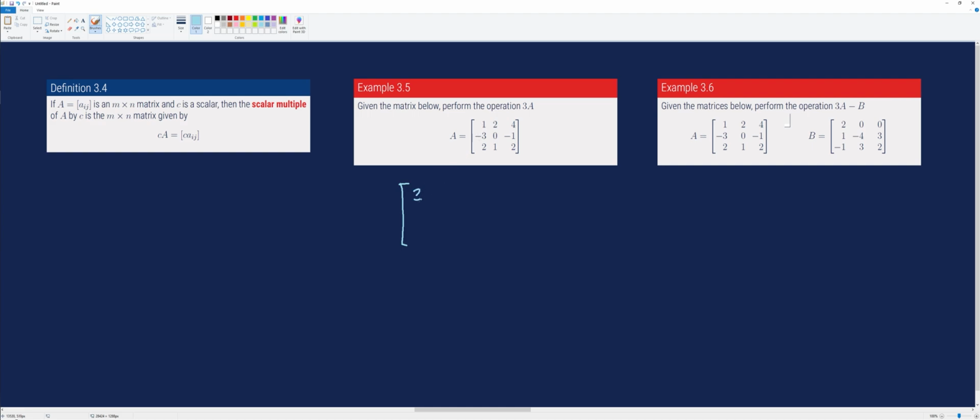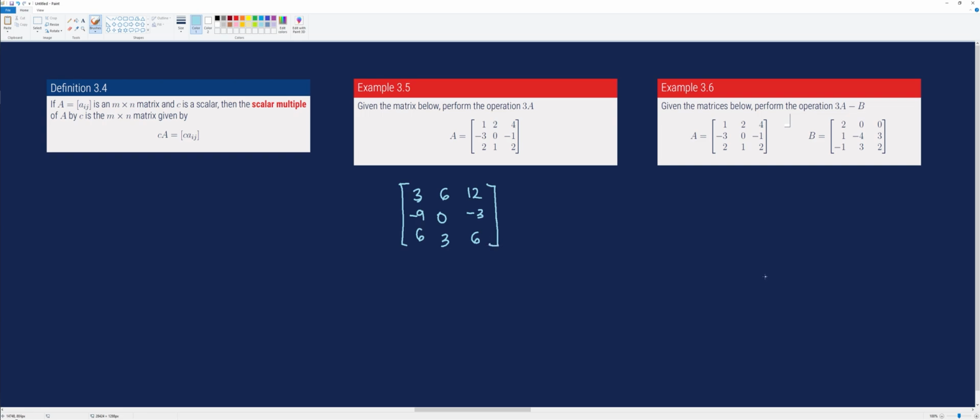3, negative 9, 6, 6, 0, 3, 12, negative 3, and 6.